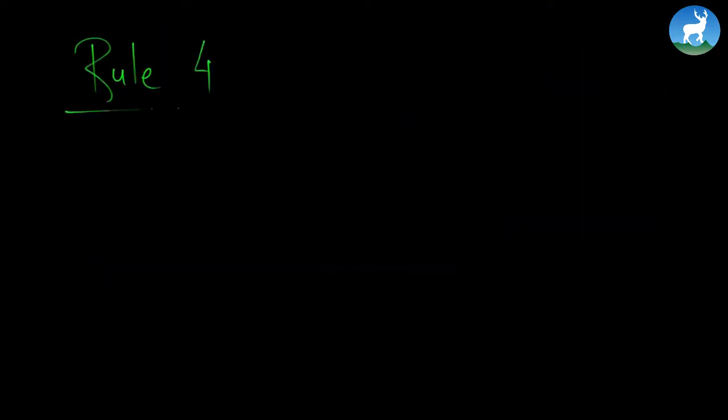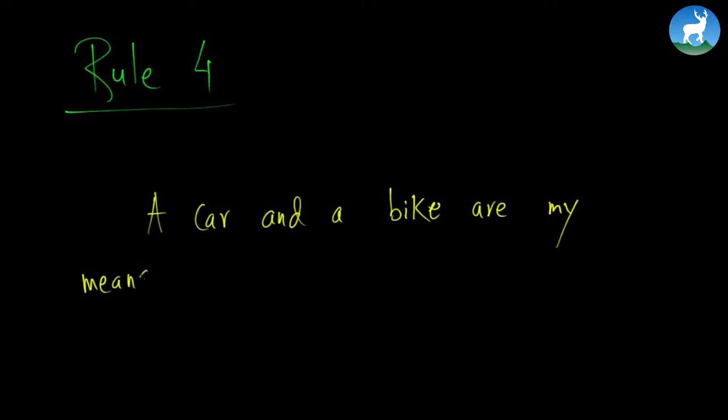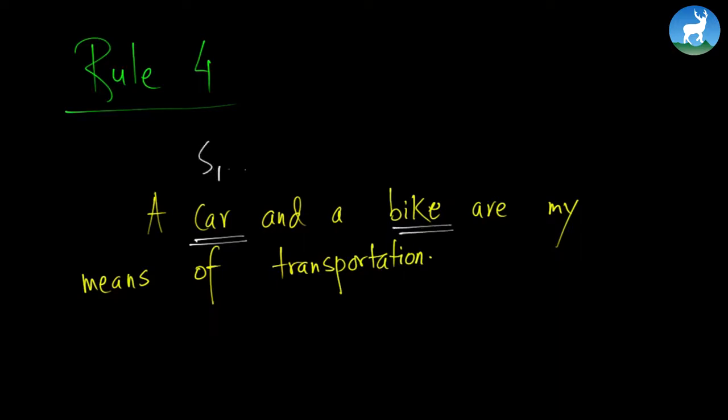We come to now rule number 4. What is rule number 4? Let me write you some examples first. A car and a bike are my means of transportation. A car and bike are my means of transportation. So we have a car here, followed by a bike, subject 1, connected by and, subject 2. So this is called a compound subject. So we need a plural verb.